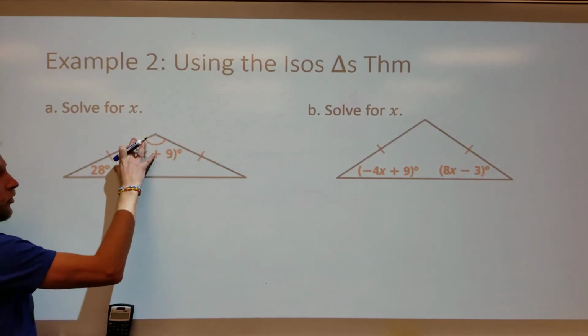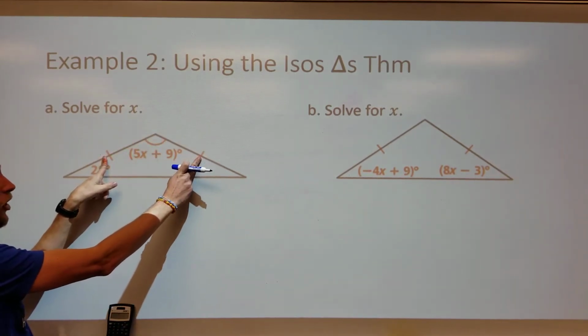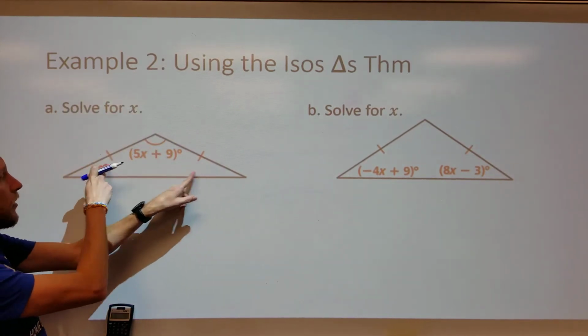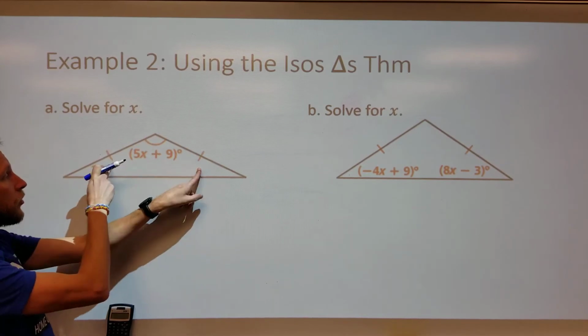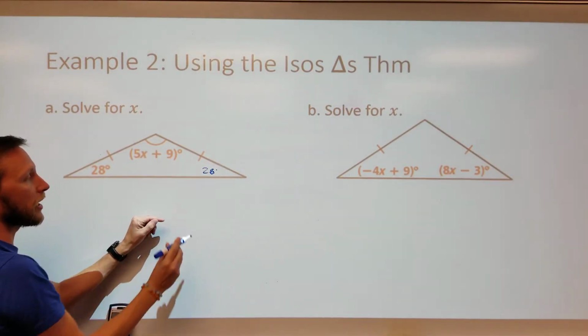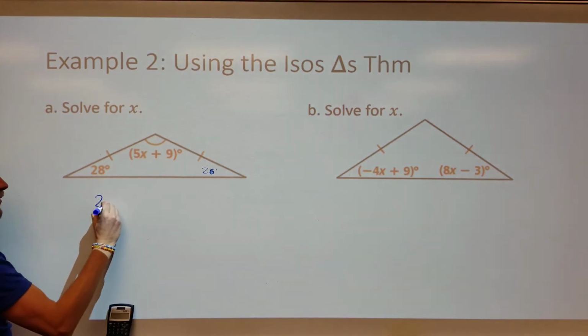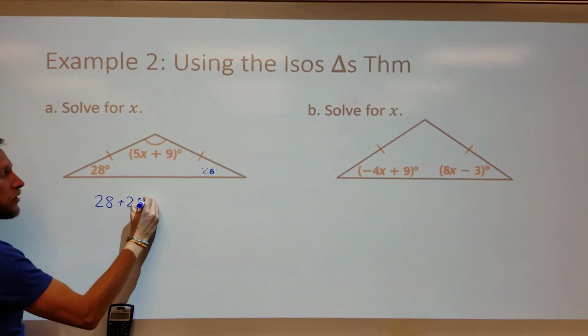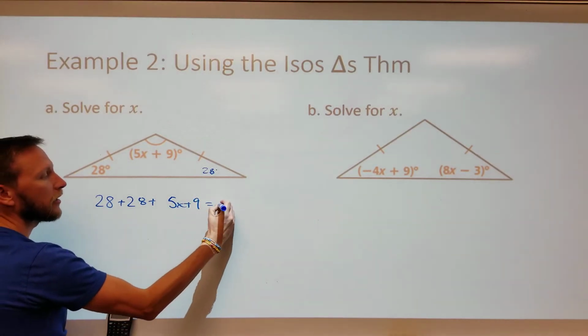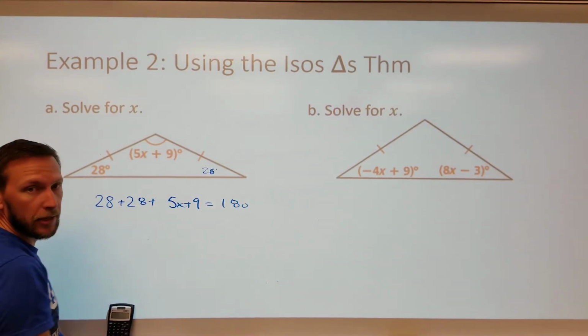In this triangle, we have these congruent sides. Draw that picture to the best of your ability. Label it example 2a. And if these sides are congruent, then we know that these angles are congruent. So this one is also 28 degrees, which means that we have this sum, 28 and 28 and 5x plus 9 add to equal 180 degrees.